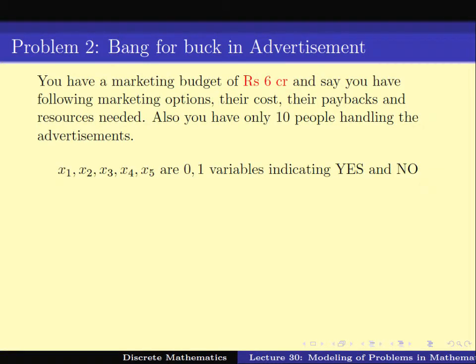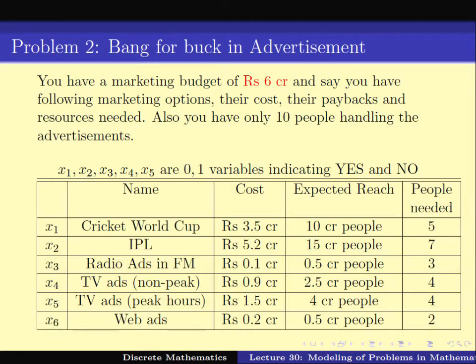Now, one way is that here we can decide x1, x2, x3, x4, x5, these options basically, where 0 and 1 say whether I am going to invest in this particular ad or not. So if x1 is 1, I am going to invest in the Cricket World Cup. If x1 is 0, I don't invest in the Cricket World Cup. If x2 is 1, it means I am investing in the IPL, and so on.